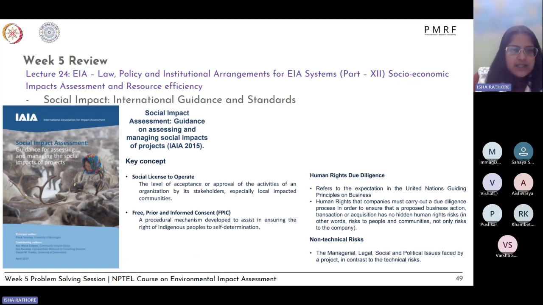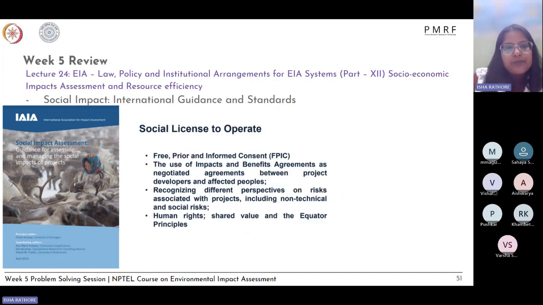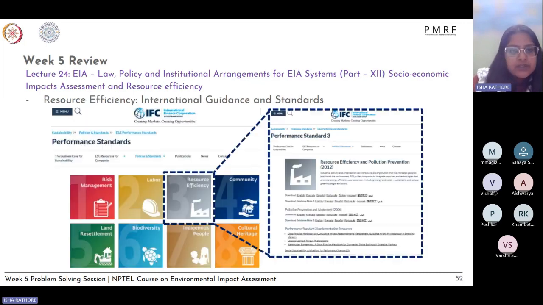So this is the IAIA's guidance on assessing and managing social impacts. It covers all of these different concepts: impact and benefit agreements, sustainable livelihoods, and shared value. Shared value means that both the society as well as the company have shared value rather than just profit for its stakeholders. So they also look at social benefits apart from profit. Okay, we looked at this.